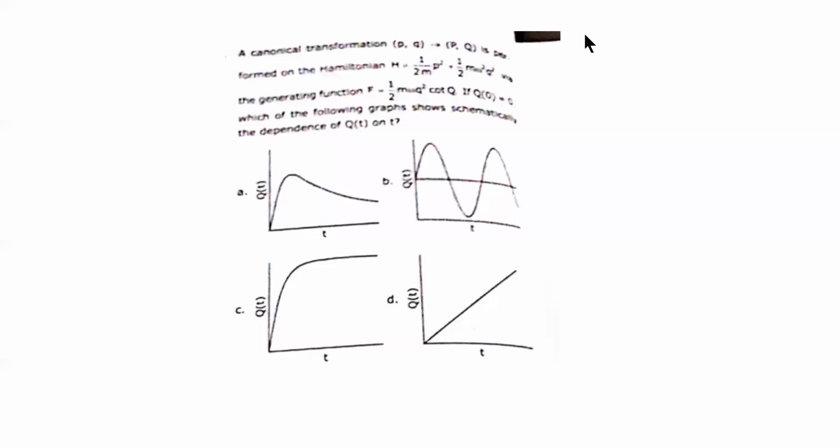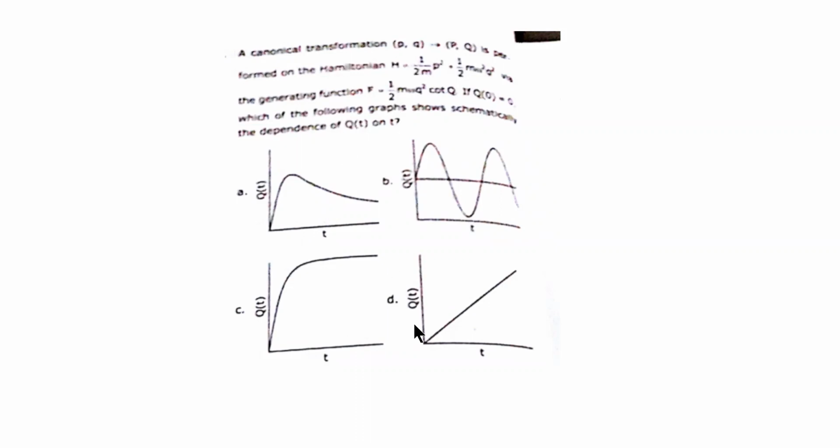In this question, we are given a canonical transformation going from one set of coordinates, p and q, to another set of coordinates, P and Q, formed by the Hamiltonian. The old Hamiltonian is given and the generating function is given. Now, which of the following graphs is right for the dependence of the new coordinate Q on t? So, the new coordinate Q and t, which of the graphs are right?